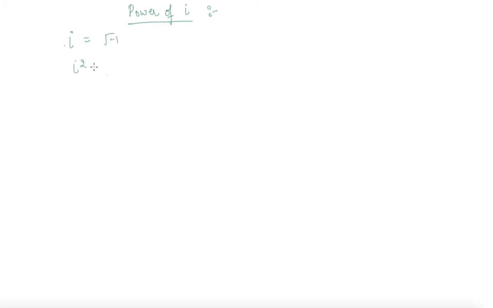So iota square will be minus 1, and iota cube will be minus 1 into iota, so it is minus iota, and iota 4 is iota square whole square, which will be minus 1 whole square, that is 1. So these are four important numbers which we have to find out.